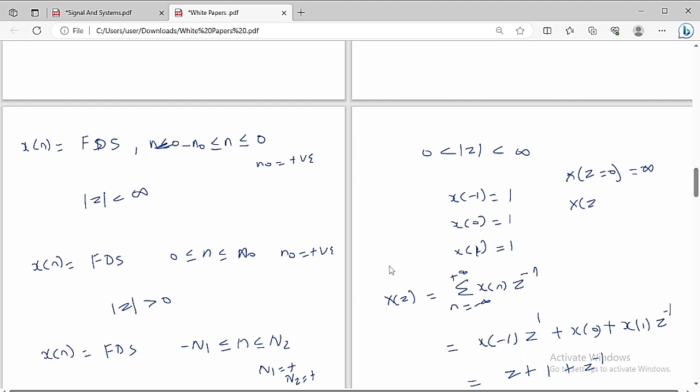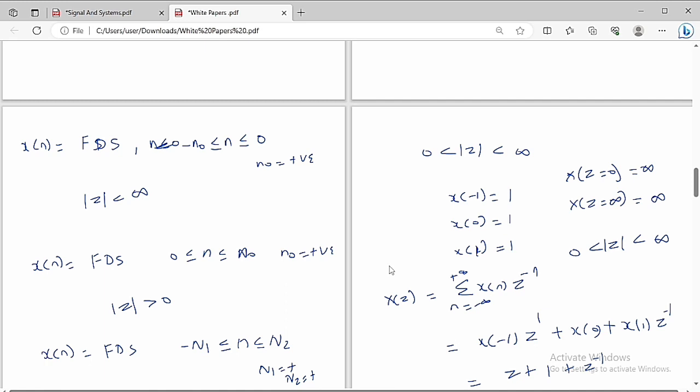If you substitute z equal to infinity, then we are going to get infinity plus 1 plus 1 by infinity, which is nothing but infinity. So this is not defined for both z equal to 0 as well as z equal to infinity. So what is the ROC? The ROC is everything except the zero circle and the infinite circle. It is defined for each and every point in the z plane. So finally I can say that the ROC is the entire z plane except the zero circle and the infinite circle.